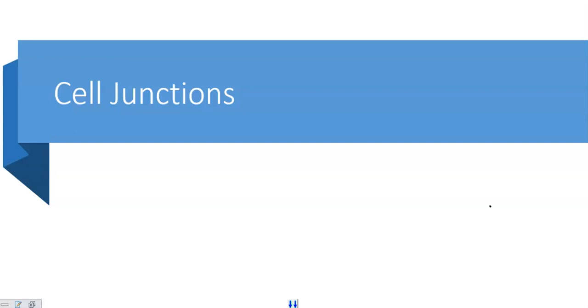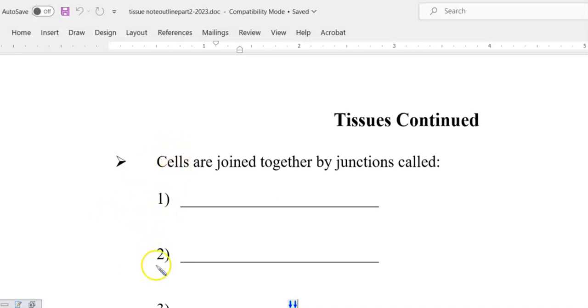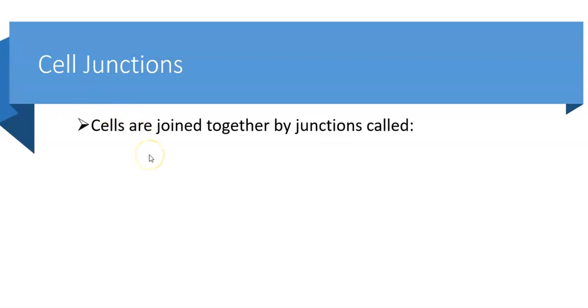All right, as we continue with tissues, we have to talk about cell junctions, how tissues are connected to one another, how they join up. You should have a handout that looks very similar to this, and you're going to continue and write your notes here. I did hand that out in class, and it is on Moodle if you need it. So let's talk about the different types of cell junctions.